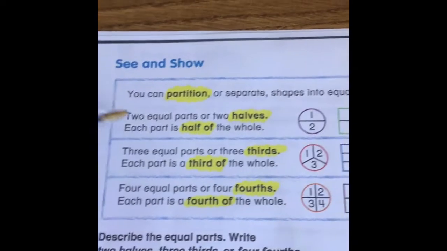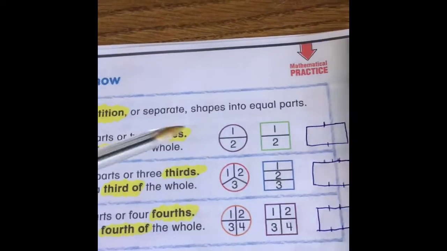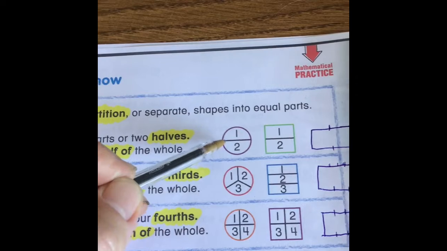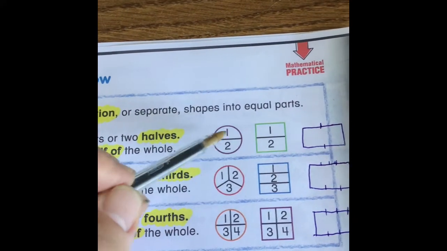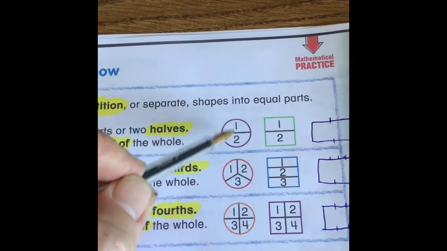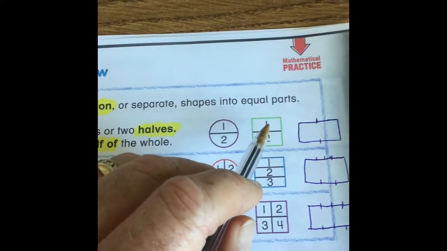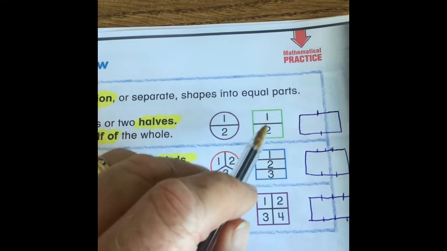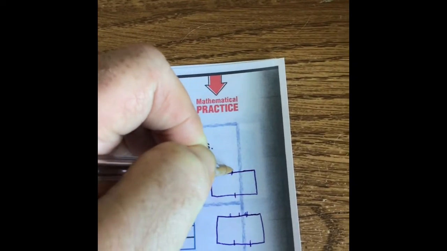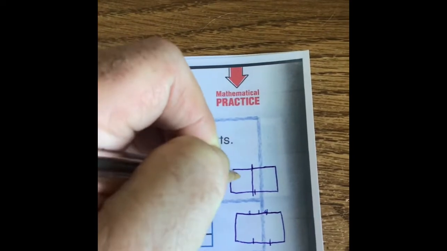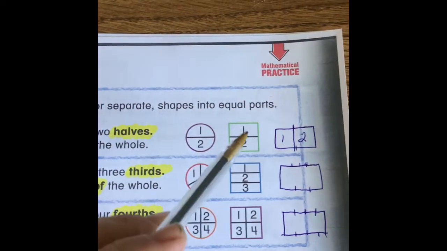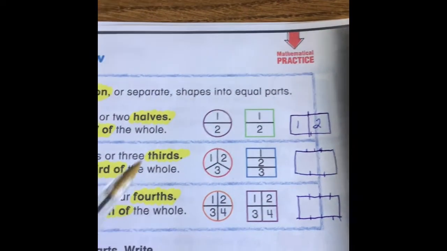All right, so let's look at the first one, halves, half of. You can see that these are partitioned into equal parts. Half a circle, there are two parts, so we say halves. Here's a square that we cut into half, two equal parts. Here's a rectangle that we can also put into two equal parts. There's one and two. So you can see that we can use a circle, we can use a square, we can use a rectangle to show two equal parts.